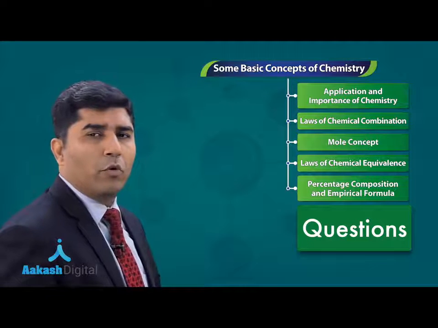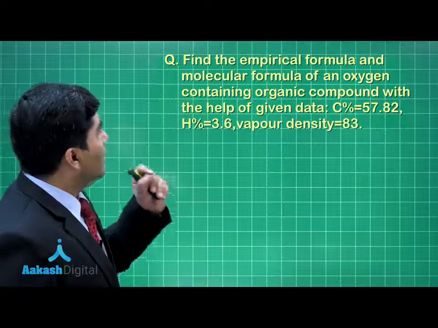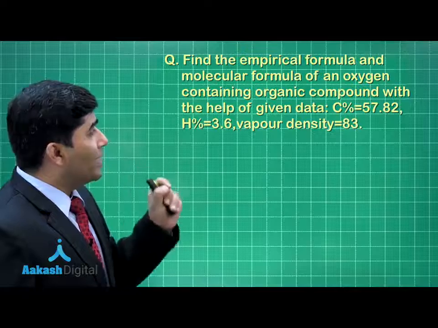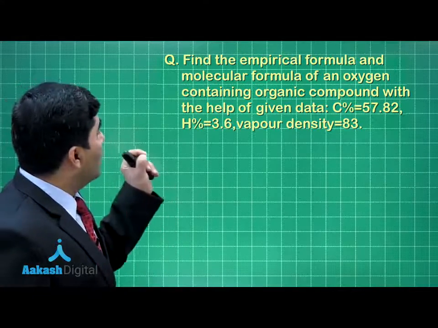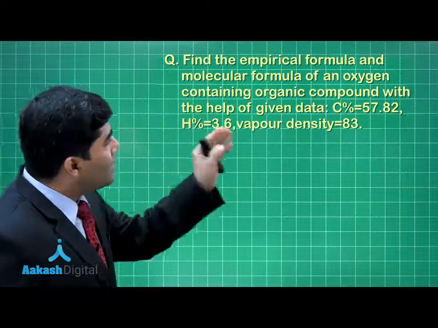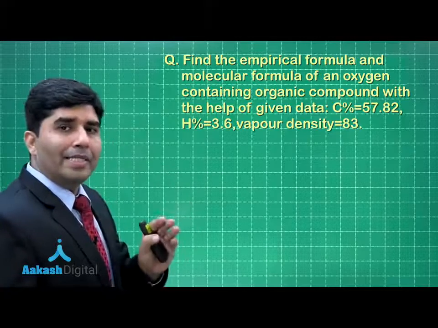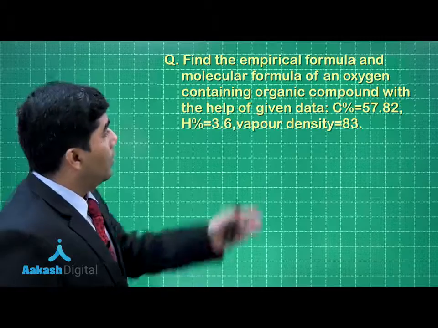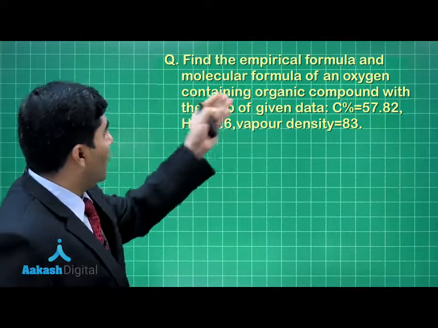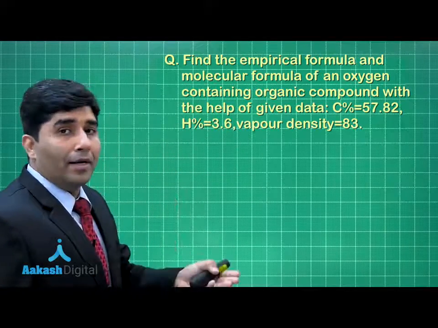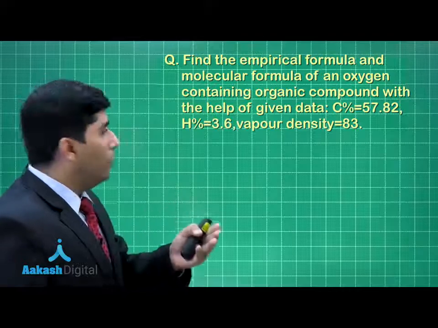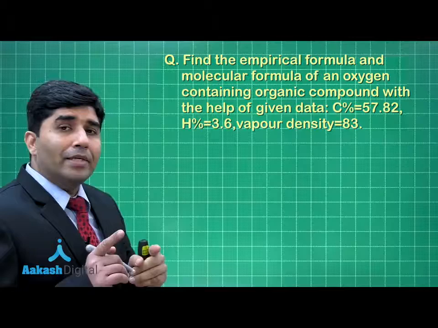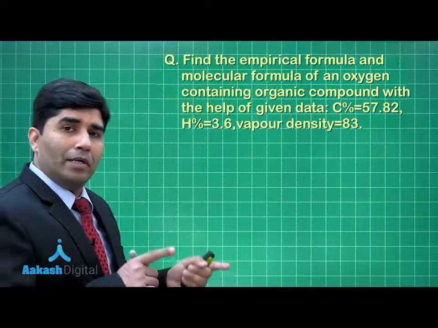Let's solve one more question. Now in this question he is asking, find the empirical and the molecular formula. Carbon 57.82%, hydrogen is 3.6% and rest is oxygen. It means that we have to find out the percentage of oxygen by subtracting these two percentages of carbon and hydrogen from 100, right? That we will do. Its vapor density is 83. Now vapor density is the half of the molecular mass, right?